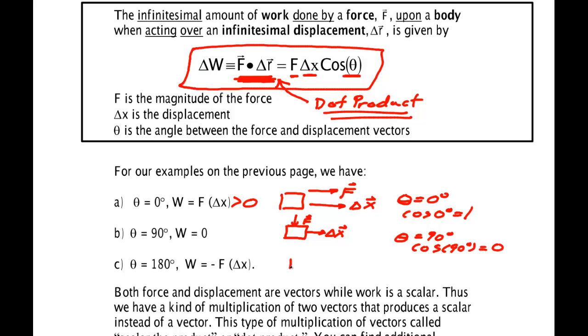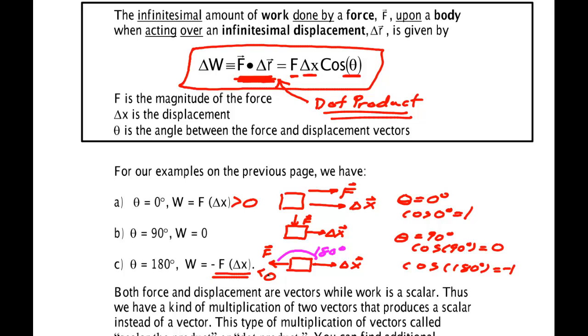And in the last example from the first video, we had the force going this direction. We had the displacement going this direction. So in this case, the angle between those two, this angle, is 180 degrees. And the cosine of 180 degrees is -1. So we get negative force times displacement, and therefore the work is negative. And when you have negative work, the object slows down.